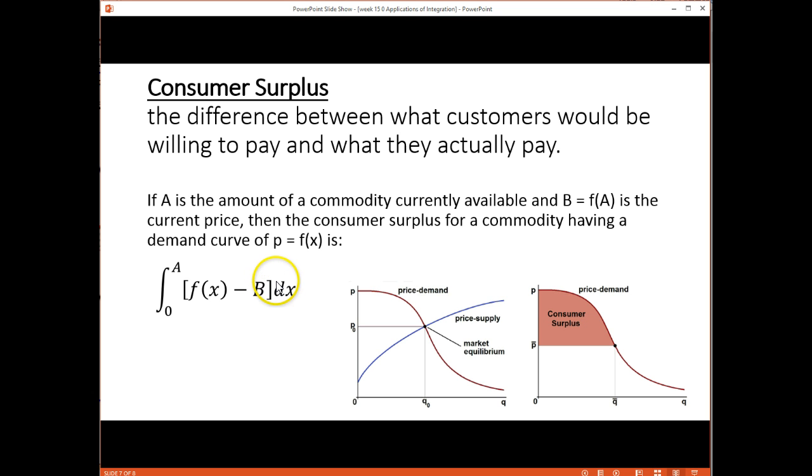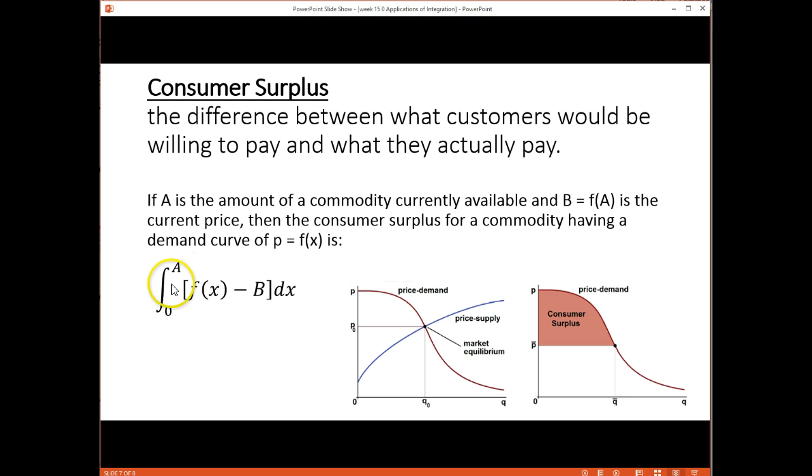Well, let's see how this works. f of x is just this top curve, right? I already said that B, even though it's a function of A, is a constant, because A is a constant. A is the equilibrium quantity, or whatever quantity we choose, and B is the price associated with that quantity. So I'm taking my top curve here, my p, my bottom curve, which is a fixed quantity, a horizontal line, and I'm finding the area between them from 0 to this A over here. And that's what this says. This is just the area between the two curves.